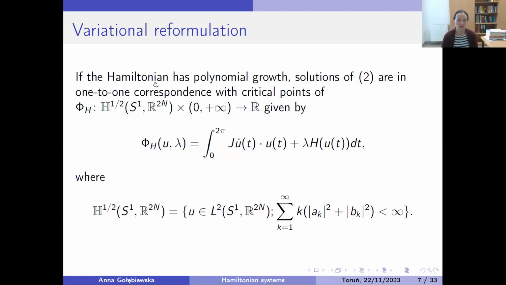So with the additional assumption that the Hamiltonian has polynomial growth, our solutions can be given not as solutions of the operator equation, but the operator equation is a gradient one, where the gradient is of the functional given by such a formula. And we consider this functional on some special subspace, not the space of all continuous functions, but the space of L2 functions with Fourier coefficients satisfying some additional assumption. It allows us to have well-defined derivatives.